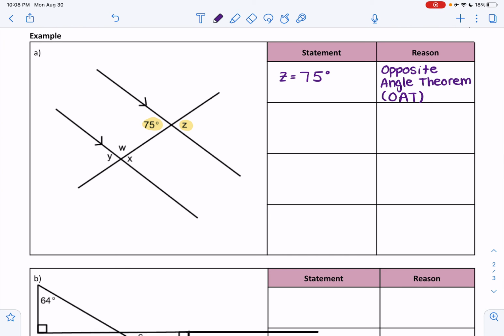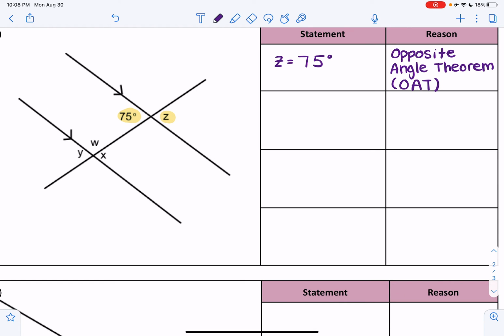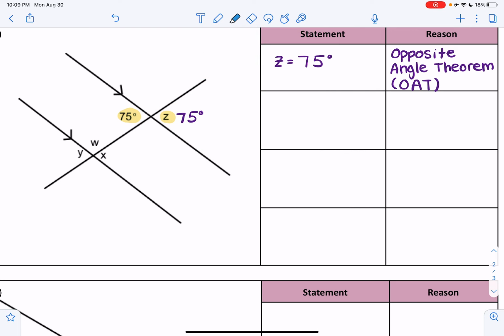Next, we'll try to find x. Because we have these parallel lines, we want to think of those rules we just went through. So I have Z being 75. I'm just going to write that in because it helps me to keep track of things if I write in angles as I go. Now I'm going to look at my x, and I want to see how I can compare my x with the other ones. There are a few different ways you can do this. Maybe you find them in a different order than me, and that's okay. But I'm just going to start with x.